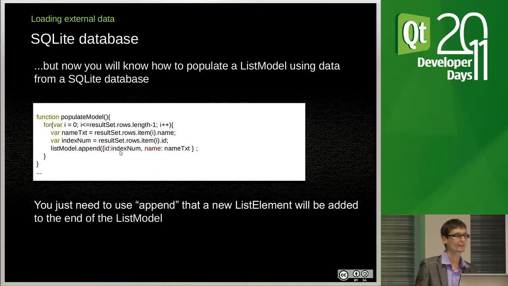And another solution for you is to use a C++ model. You can create a QAbstractItemModel or a QList model or whatever you want, and you can export it to QML and use it inside QML.